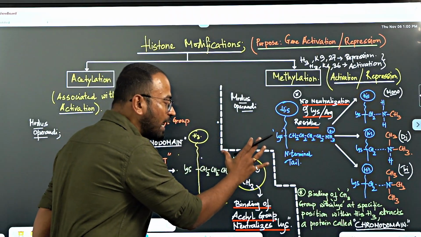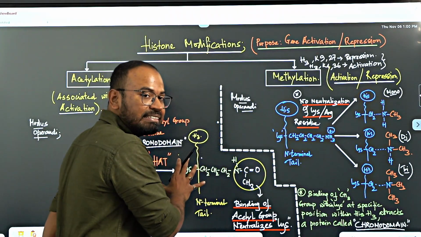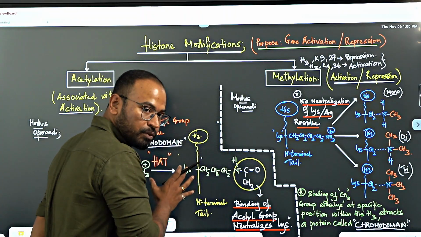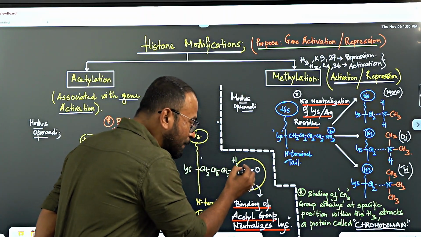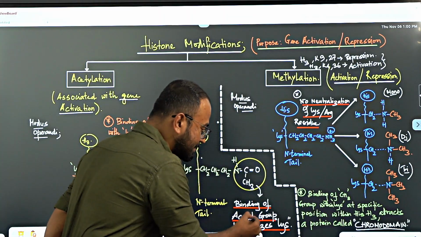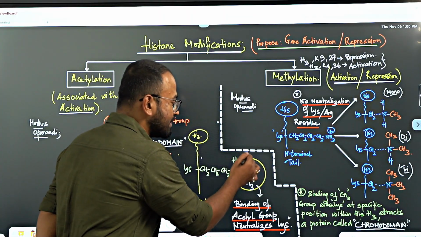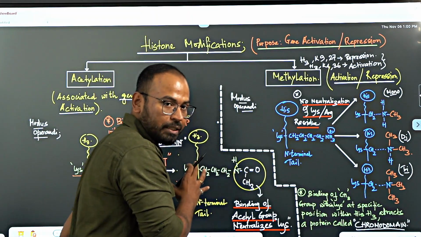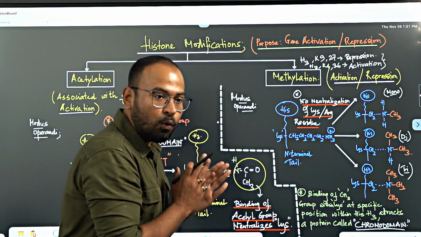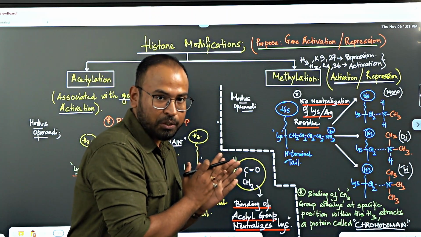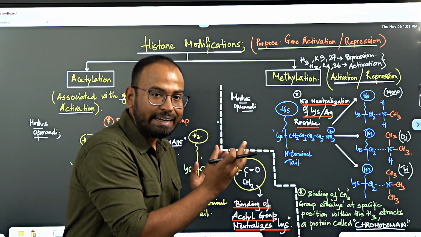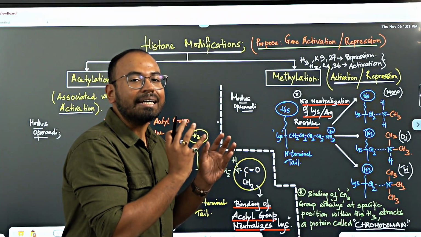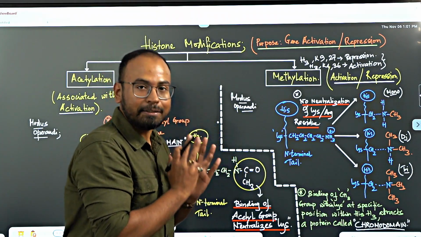Now binding of the acetyl group with the lysine residue, what does it do? Let's see. It basically neutralizes the entire histone. Due to this kind of neutralization, what will happen? The DNA won't remain attached to our histone, and finally it will undergo unwrapping. Due to this unwrapping, the activation will occur.